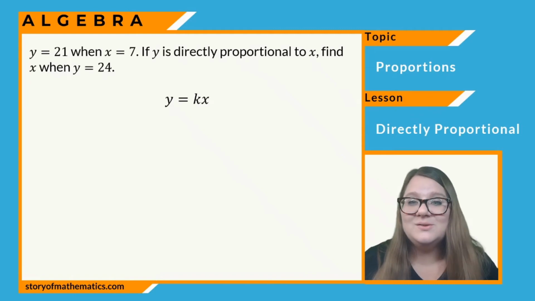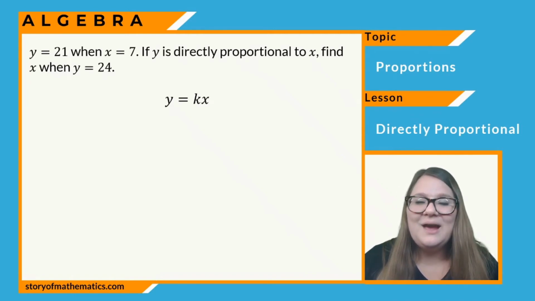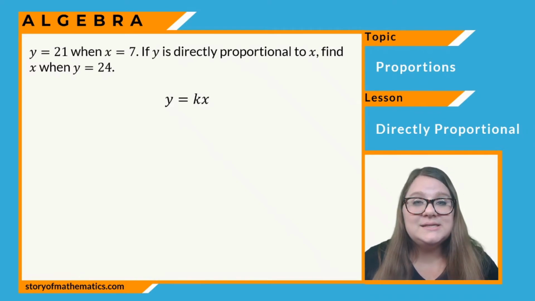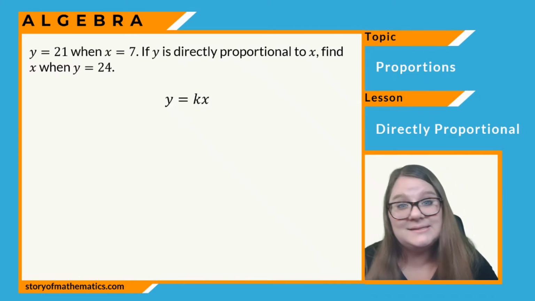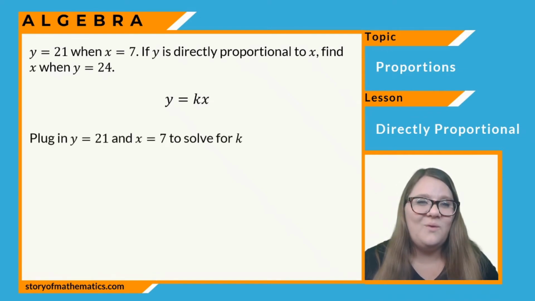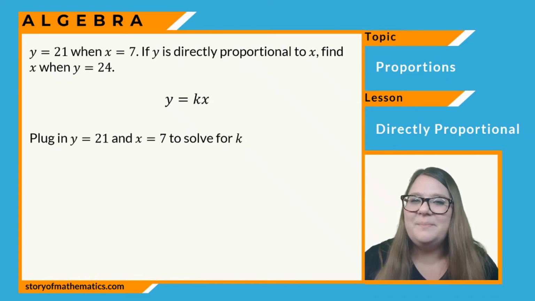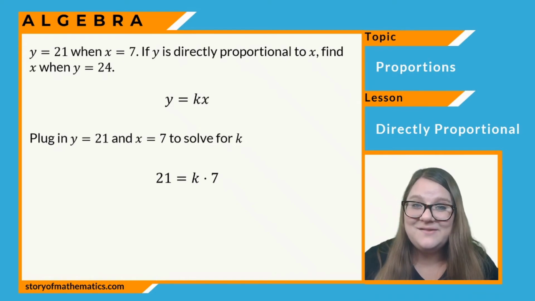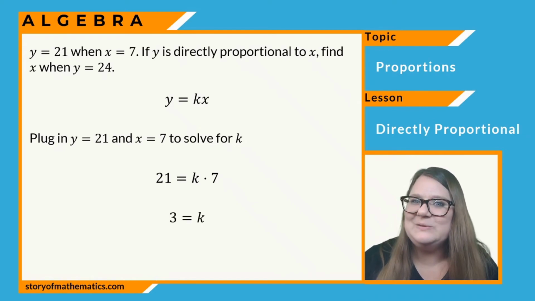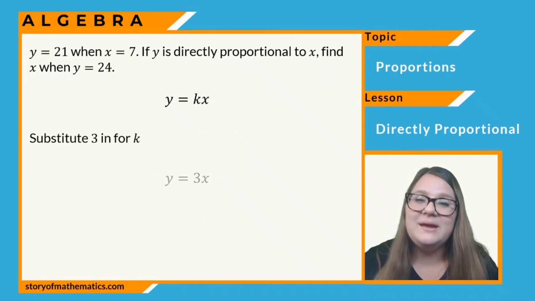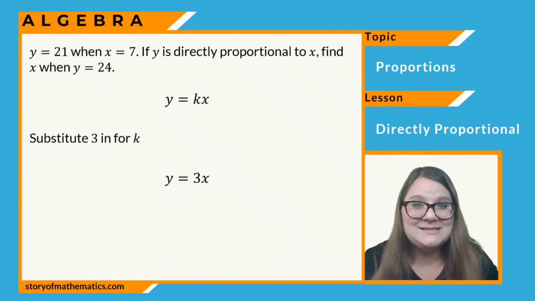In this one, y equals 21 when x equals 7, and we want to know what is x when y equals 24. Notice in this case, I'm actually solving for x instead of y. But we still start the same way. We're going to plug in y equals 21 and x equals 7 into our equation because those are a pair that go together. When we do that, we can then divide by 7 on both sides to find that k equals 3. We substitute that back into our equation and we get that y equals 3 times x.